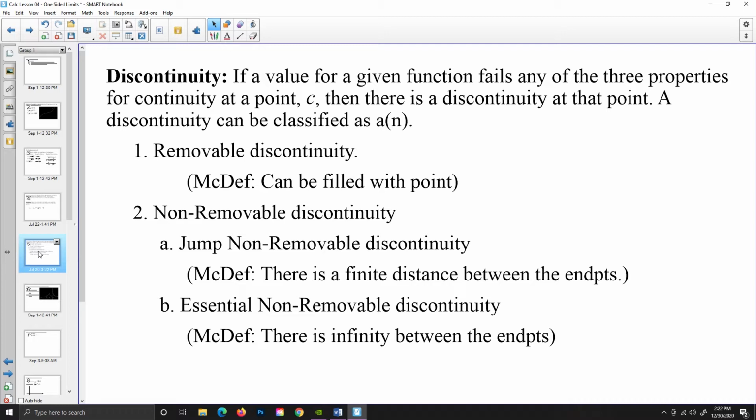A non-removable discontinuity. There are two types of non-removable discontinuities: a jump non-removable discontinuity, and for my little extra definition in there, there is a finite distance between the endpoints; or an essential non-removable discontinuity, or infinite non-removable discontinuity. That means that there is an infinity between the endpoints there.